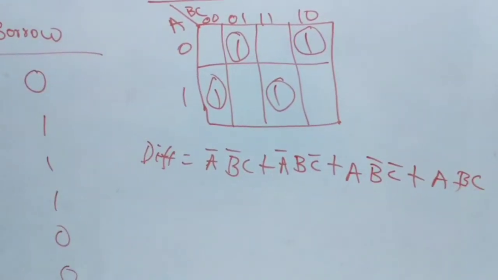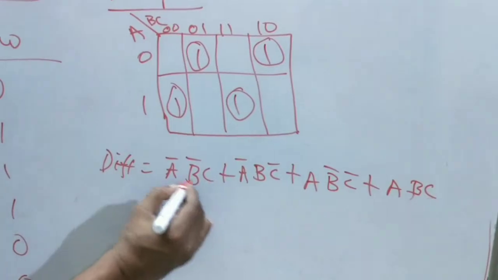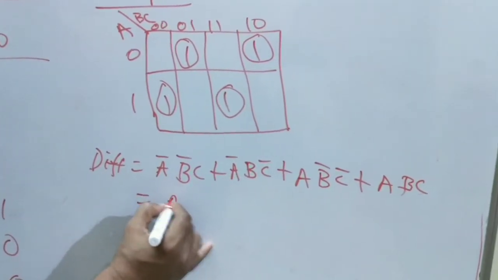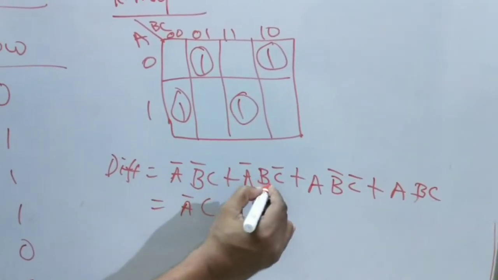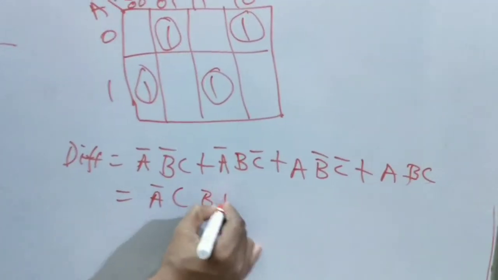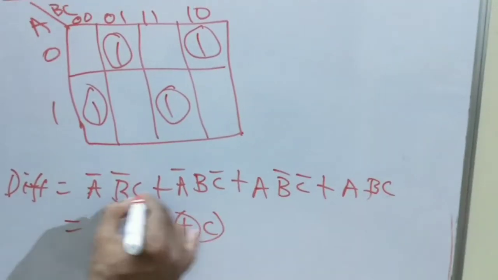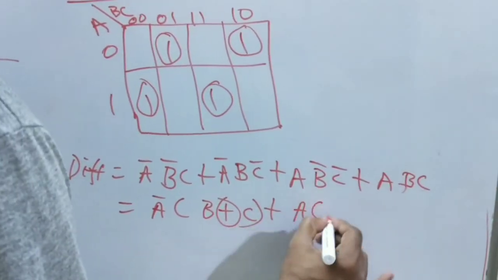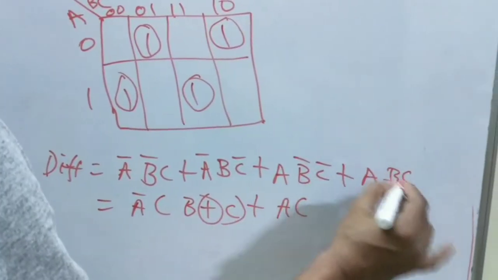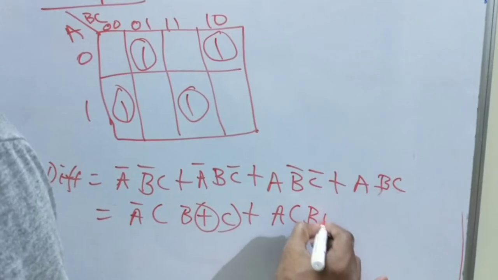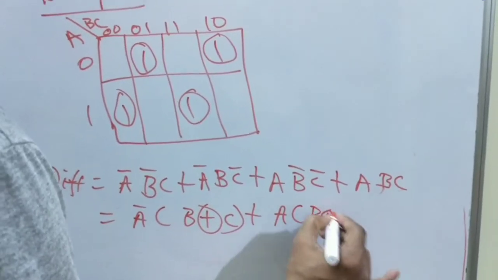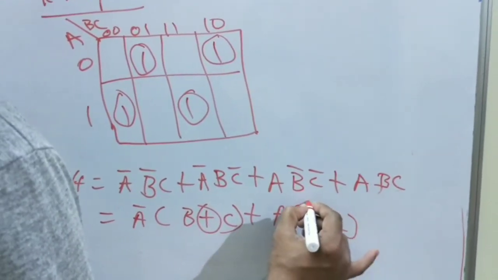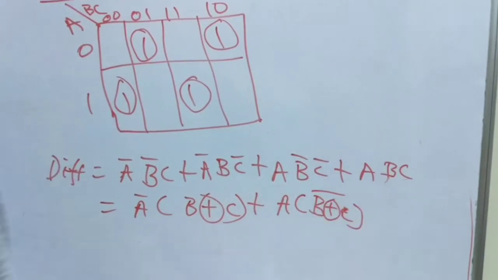So now we'll take common here. A dash is common. So A dash into B dash C plus B C dash, which is nothing but B XOR C. B dash C plus B C dash means B XOR C. Here A is common. What I am getting? B dash C dash plus B C. B dash C dash plus B C is nothing but B XOR C complement.